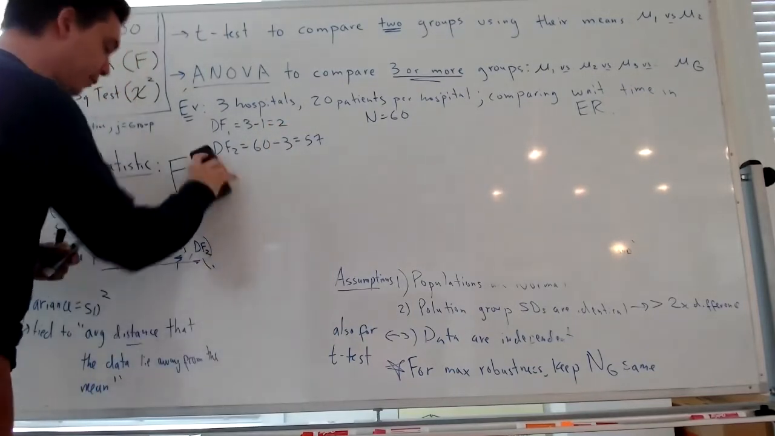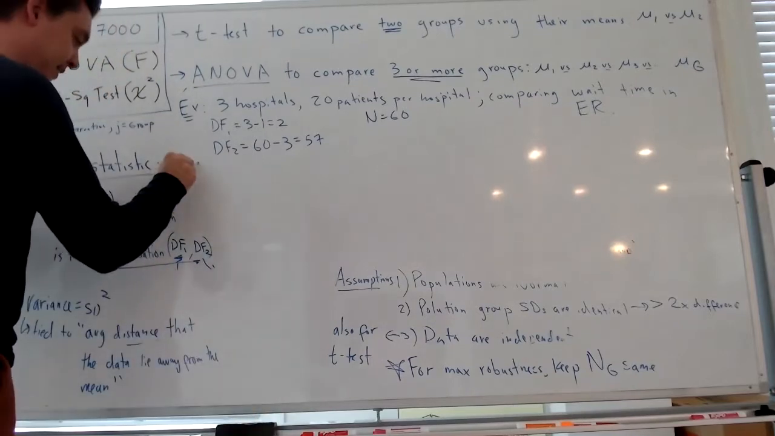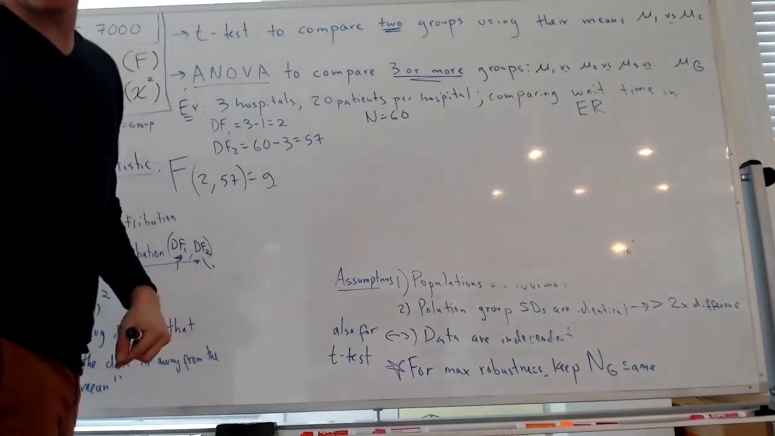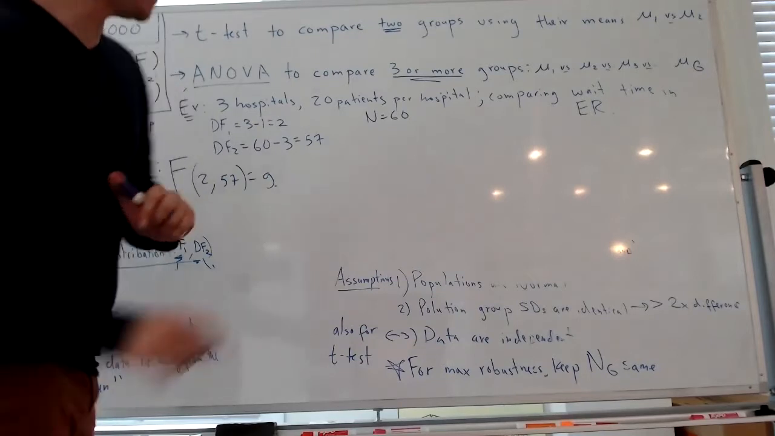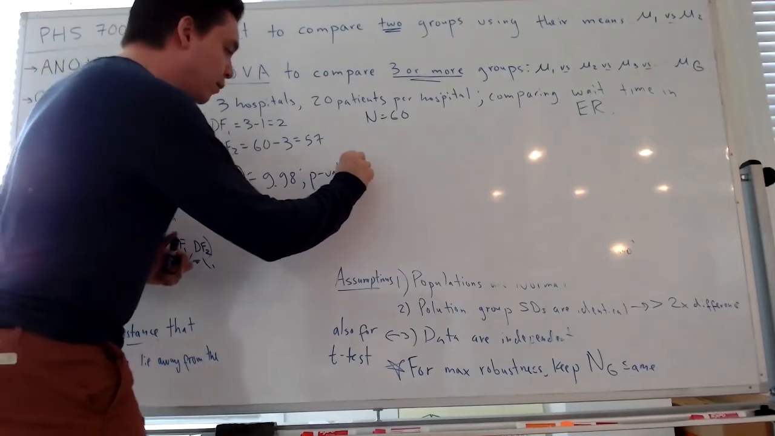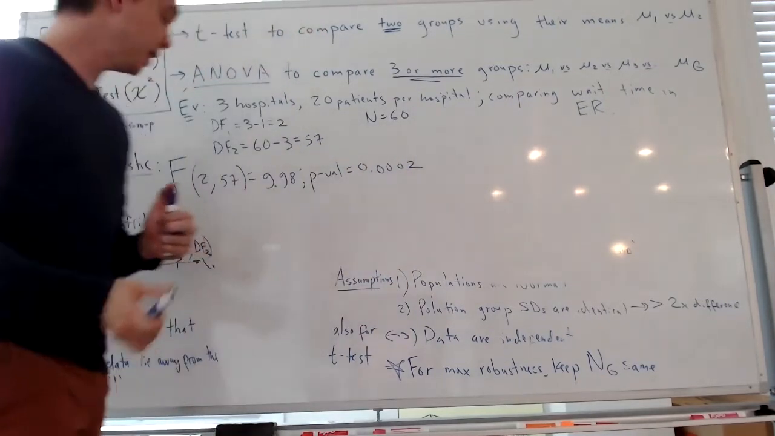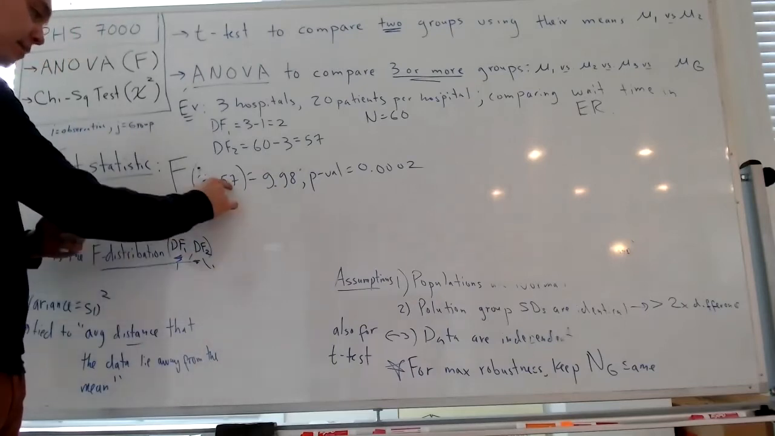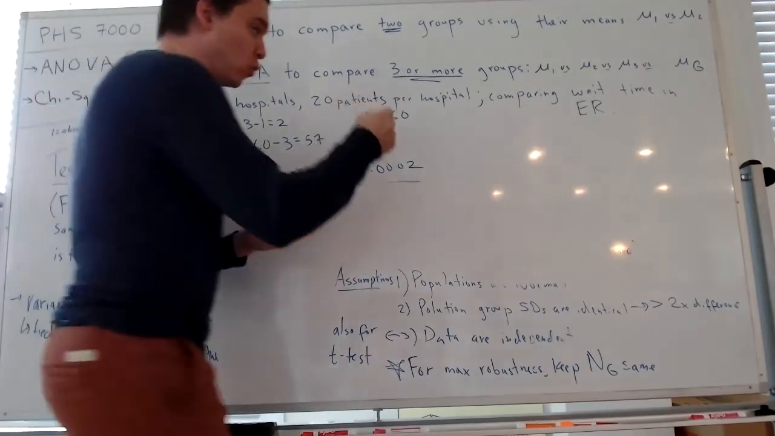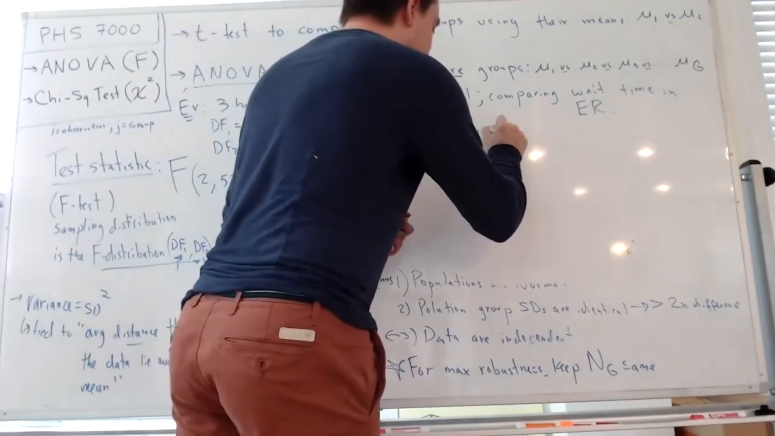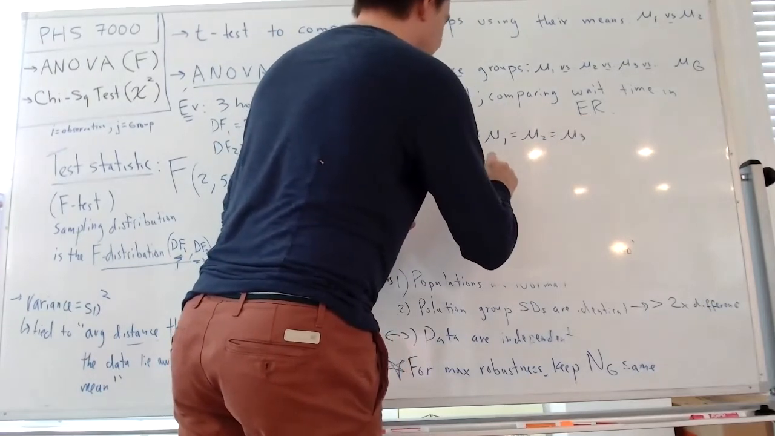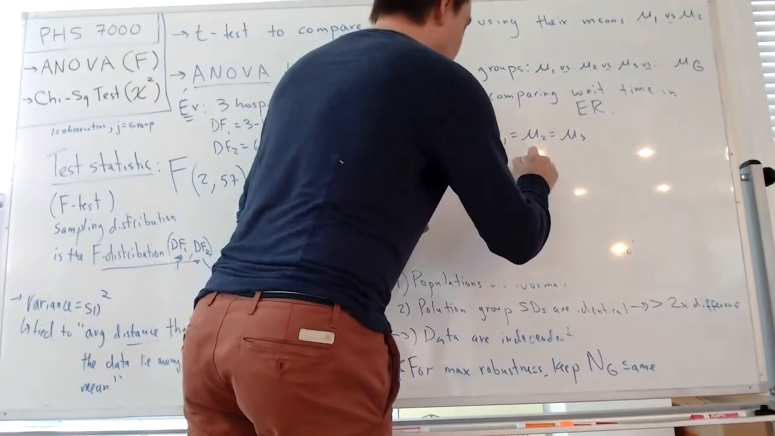And oftentimes this is reported like this. You know, my F statistic with 2 and 57 degrees of freedom is 9.98. P-value 0.0002. If your test statistic is 9.98, with these 2 degrees of freedom, you have a lot of evidence against the null. What's the null? Well, the null is that mu1 is equal to mu2 is equal to mu3. My alternative is that at least 1 mu is different.